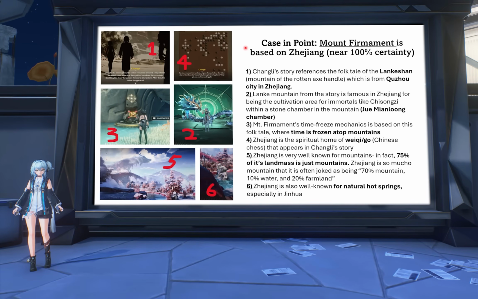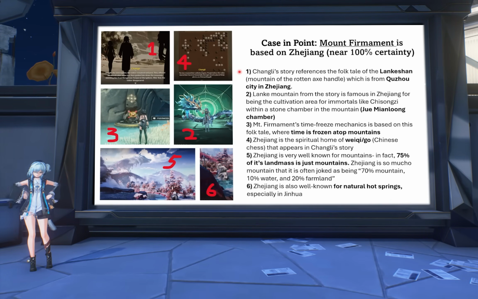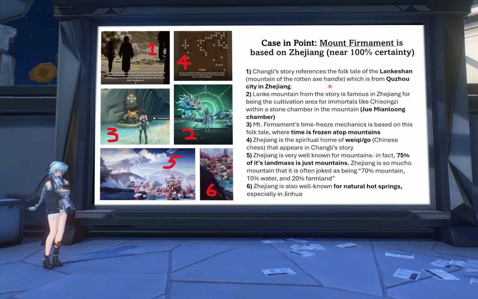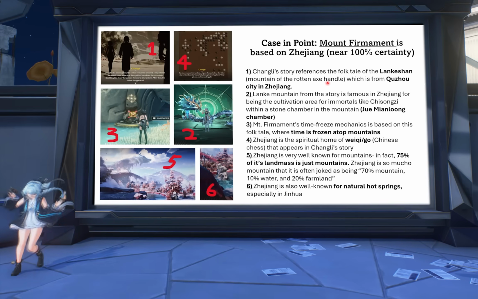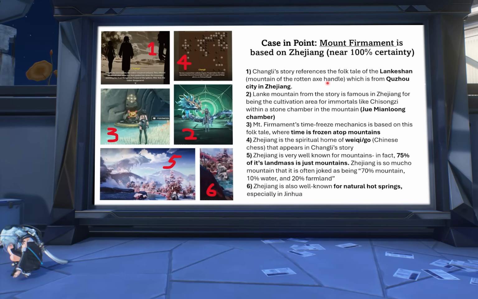right? The very strongest piece of evidence for Mount Firmament being based on Zhejiang is Changli's story. Because in Changli's story, when she grew up in Mount Firmament, she tells a story of a woodcutter and how they met 2 immortals playing Go. In Chinese, this is the story of the Lankeshan, right? Which is translated to the mountain of the rotten axe handle. If you want to learn more about that, I have a whole Changli video very conveniently about that.